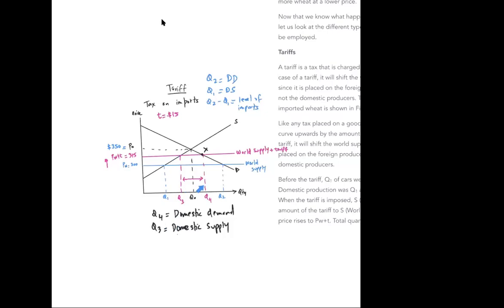So what did you do? Your level of imports previously was Q2 minus Q1. Now when you make the price go up, your level of imports has gone down from Q2 minus Q1 to Q4 minus Q3, which means when you put a tax on imports, you've reduced the level of imports from Q2 minus Q1 to Q4 minus Q3.